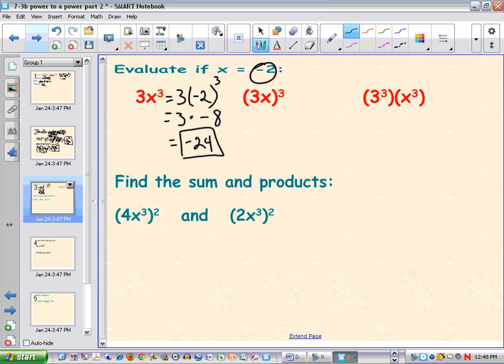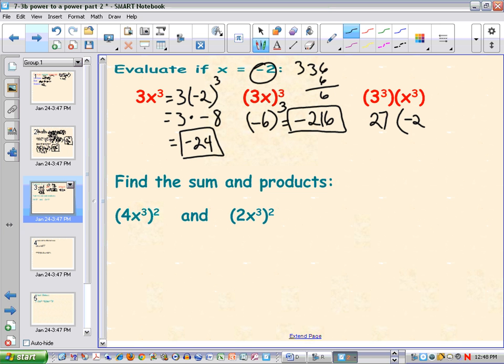Next one, we've got 3 times x. That'd be -6. We're going to cube that. That would give us -216. Next one, 3 cubed, 27. X cubed, that's -2 cubed. So it's really 27 times -8. That would give us -216.